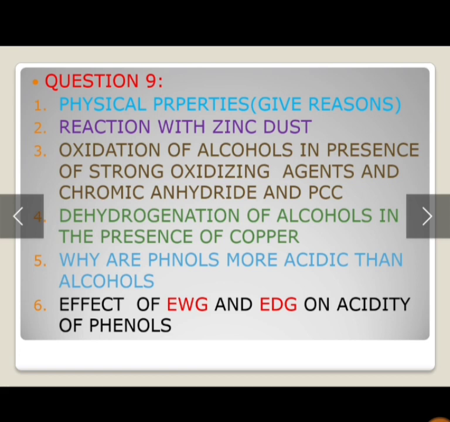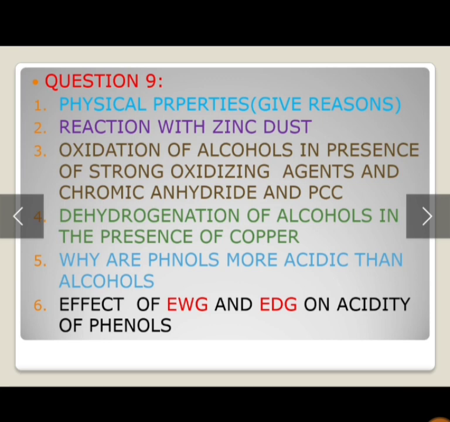Then next should be dehydrogenation of alcohols in the presence of copper. There are 2 different aspects in this lesson. In the presence of copper, you will be getting different products, and in the presence of one more, you will be getting different ones. You have been given this in your textbook.